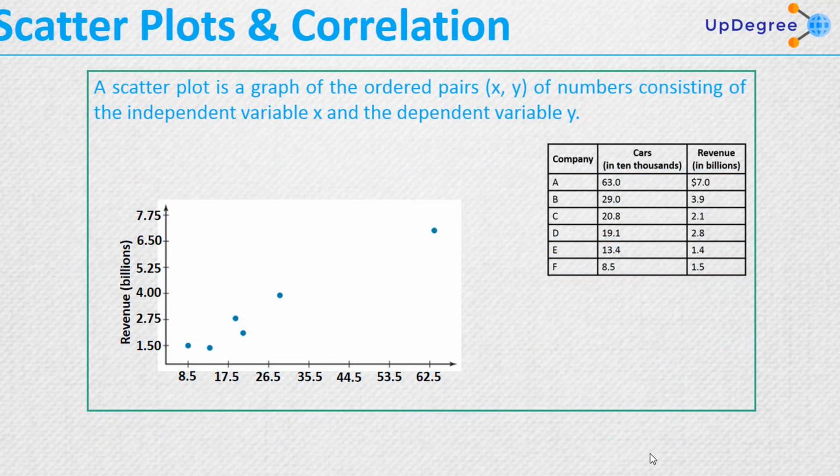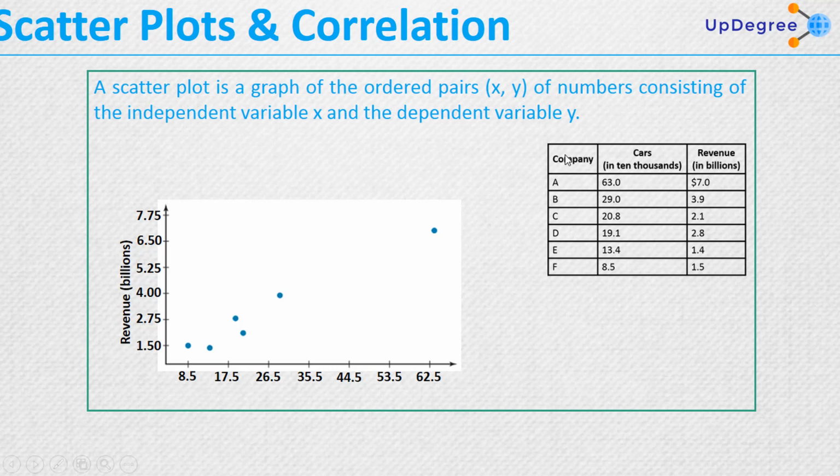Now we are going to the scatter plot and correlation. What is a scatter plot? A scatter plot is a graph of ordered pairs (x, y). What is x? That is the independent variable. What is y? That is the dependent variable. So it is an ordered pair (x, y) of numbers consisting of the independent variable x and the dependent variable y.